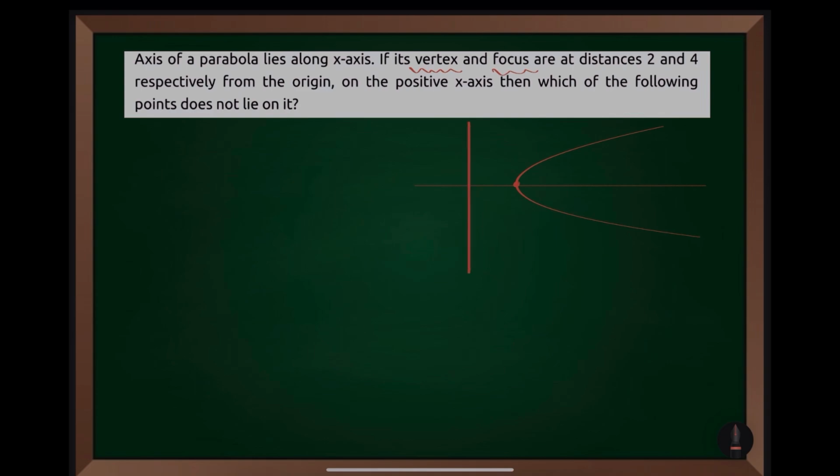So look at this situation. So suppose that this is the focus, this is the vertex. So according to them, vertex is at 2 unit distance. So can I say it is (2, 0)? Because it's on x-axis. The focus is at 4 distance. So can I go with (4, 0)? Can you please tell me this point?